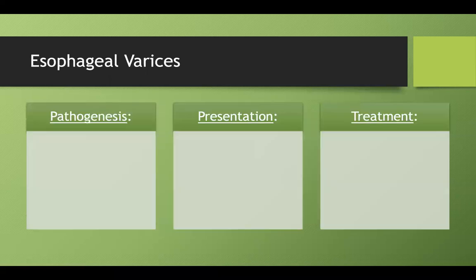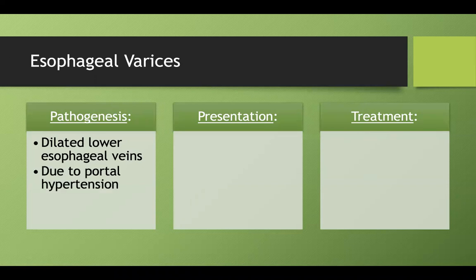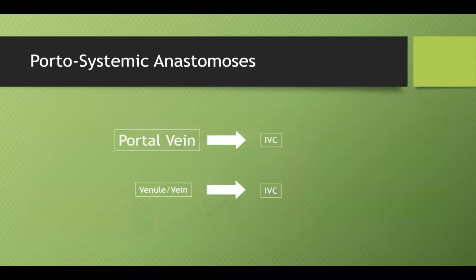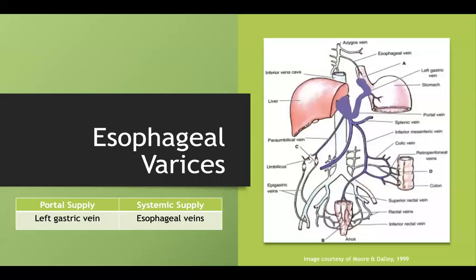So we already talked about bleeding esophageal varices earlier in the anatomy section, but I'm just going to go over it as a condition now. The pathogenesis is dilated lower esophageal veins, and it's related to portal hypertension. These dilated veins may rupture and cause really bad bleeding. We've seen this picture before. If you have portal hypertension, that can push fluid up into your systemic circulation, and because your systemic circulation isn't equipped to handle these kinds of pressures, you can get upper GI bleeding right there.